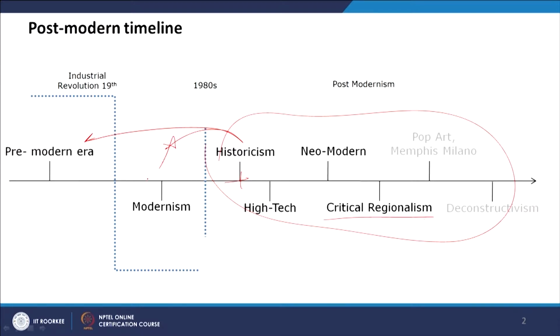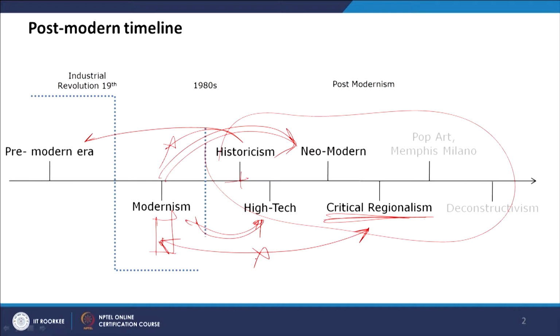Historicism did not acknowledge modernism. It went past. High tech changed modernism, as did new modern; each changed a different phase of modernism. Critical regionalism is a reaction against modernism. This is absolutely opposite to one particular style, the international style of modernism.